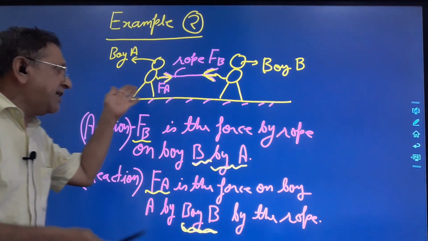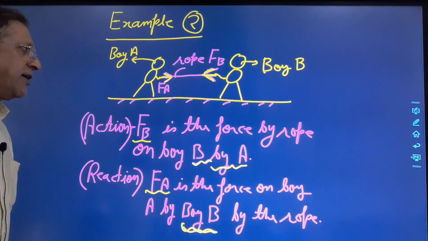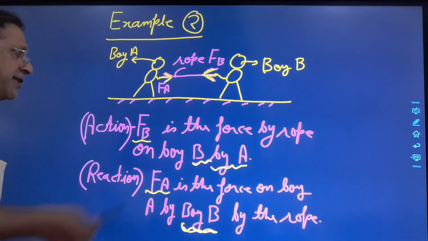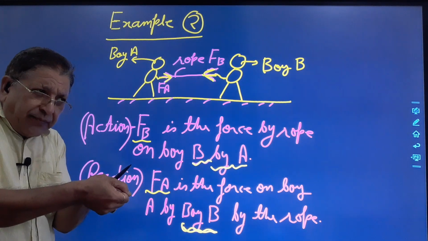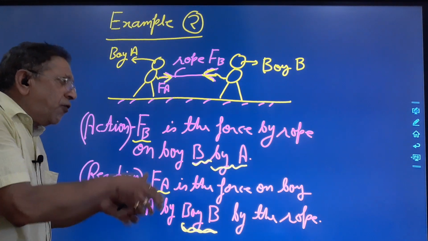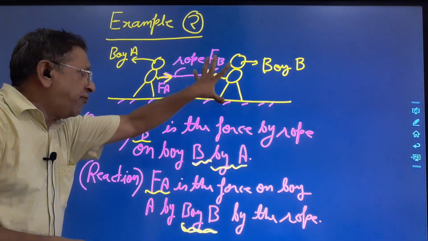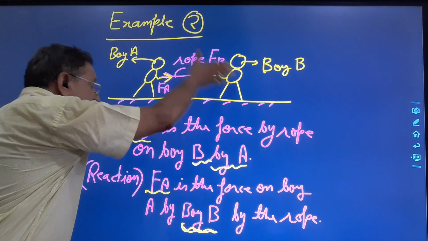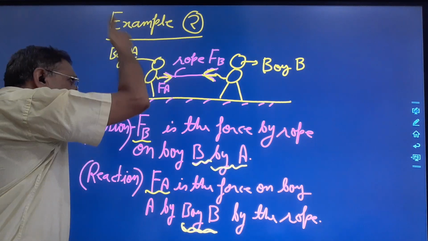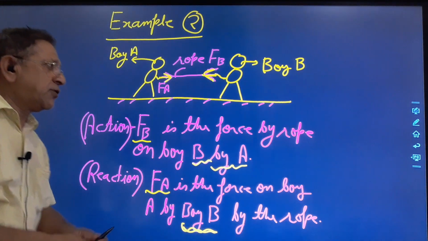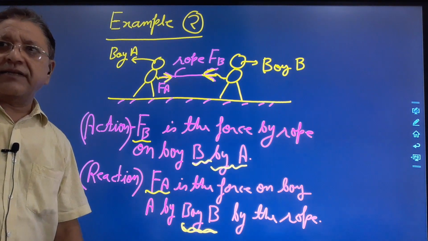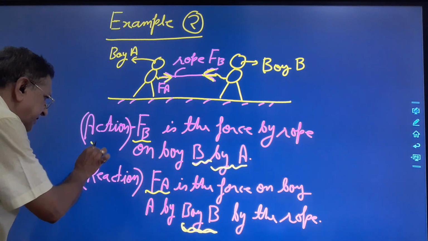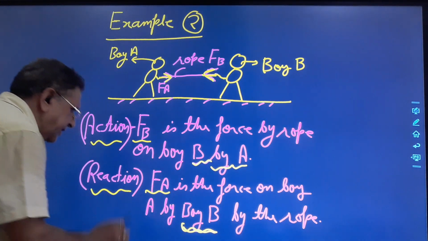So there is a tension in the string, tension in the rope. When the two boys pull each other by the rope, there is not one force. There are two forces: force on this boy by this boy and force on this boy by the other boy. Hence the two forces are action reaction. If we take one force as action, then the other force is reaction.